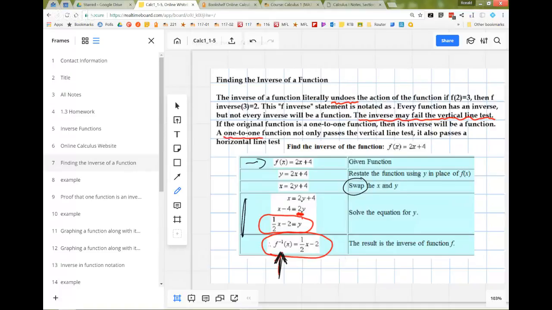So I'll just repeat. To find the inverse of a function, replace f of x or g of x with y, and then swap the x and the y, solve for the new y, you now have the inverse.